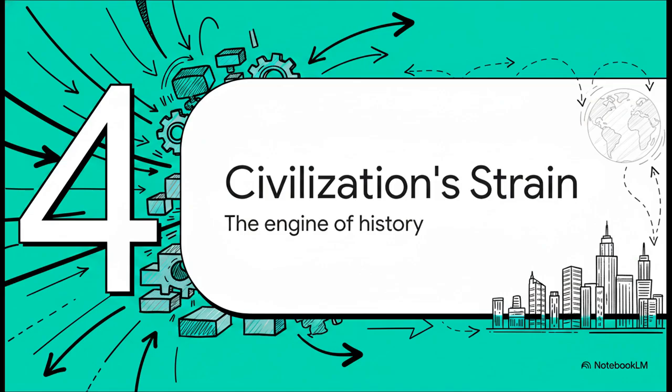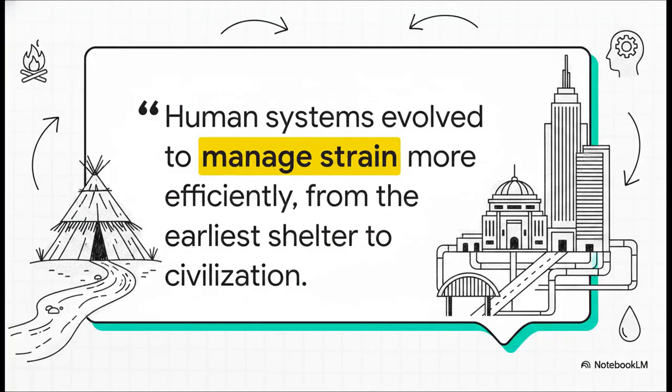If we zoom way out, we can actually see the very same pattern playing out across the entire sweep of human history itself. When you start to look at it through this lens, all of human history really becomes the story of us just getting better and better at managing strain. We've been continuously evolving our systems, from the simplest shelters thousands of years ago to today's incredibly complex civilization, and it's all been an effort to more efficiently channel our most fundamental needs and desires.